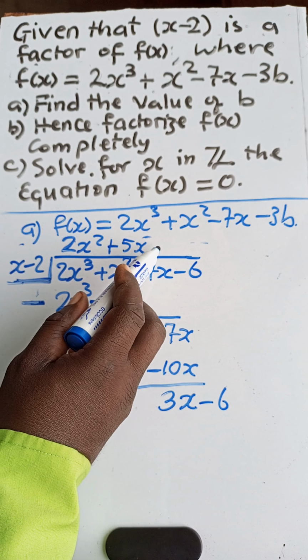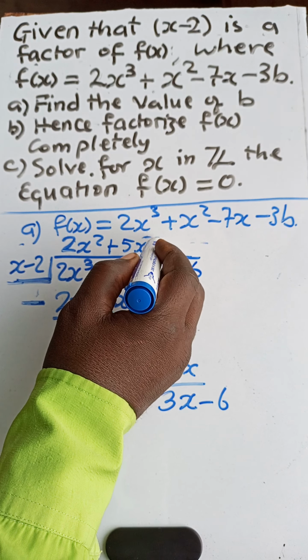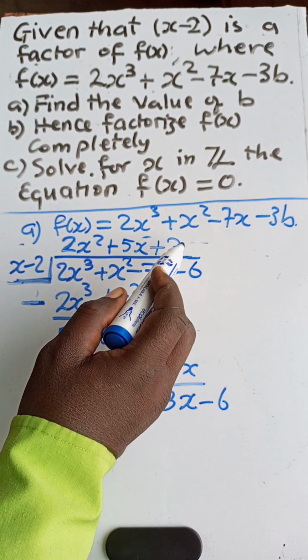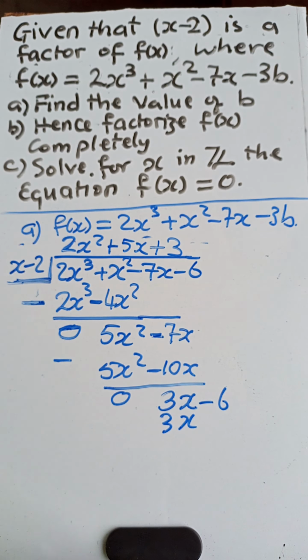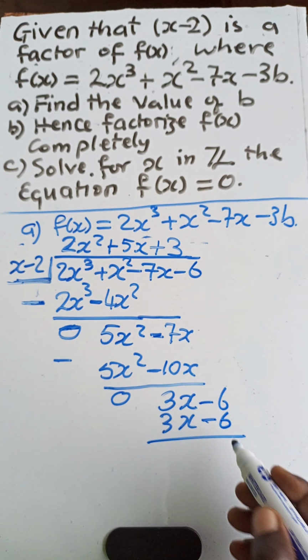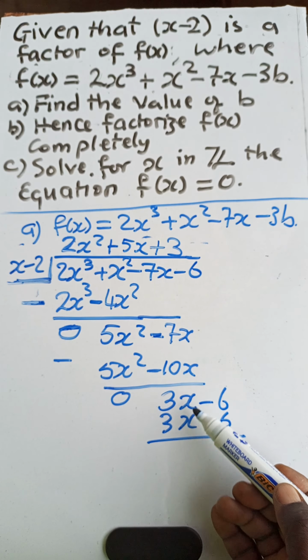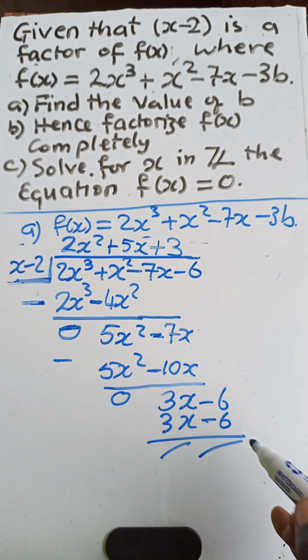What are we going to write up here so that when we multiply back, we're going to have 3x? It should be plus 3, so that 3 multiplied by x will give us 3x, and 3 multiplied by negative 2 will give us negative 6. All right? So we have the same expression up and the same expression down. Something minus itself gives us 0.